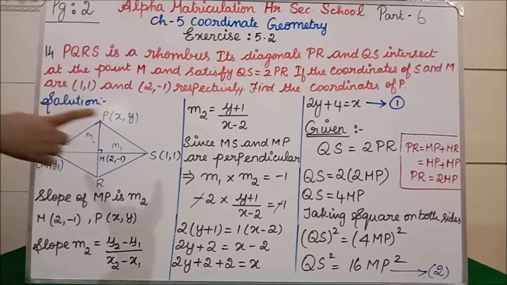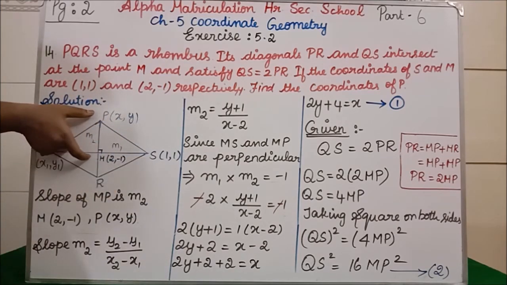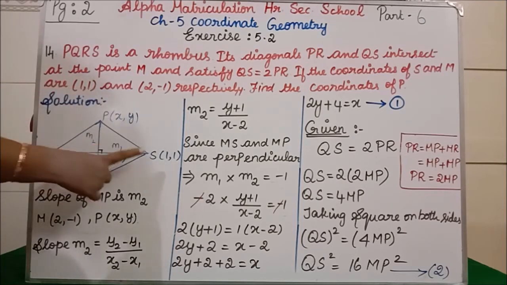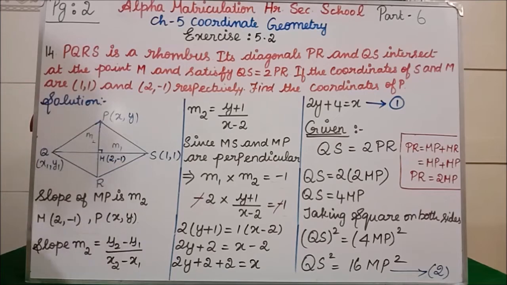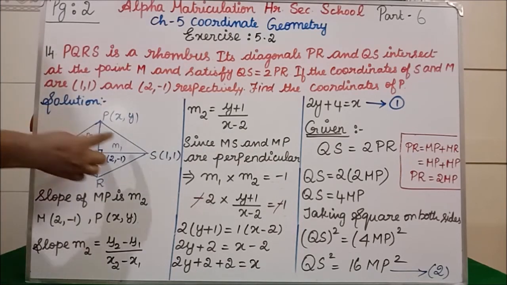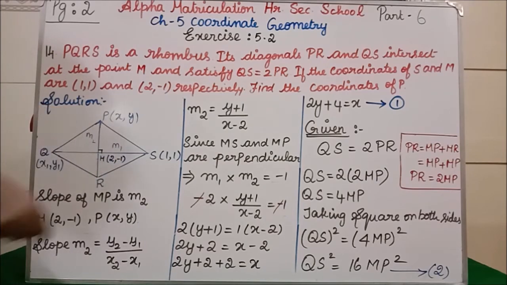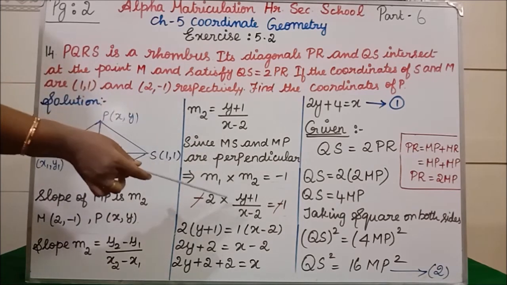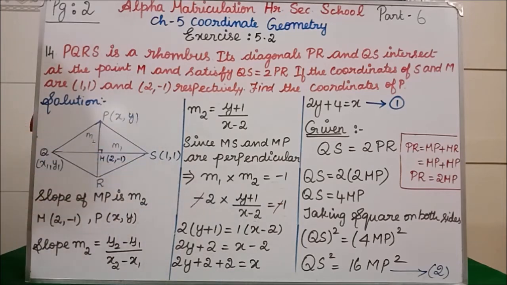Clear? Since MS and MP are perpendicular, perpendicular means what is our formula? M1 into M2 is equal to minus 1. Clear? M1 value what we have got? Minus 2, into M2, what value we are having? Y plus 1 divided by x minus 2, is equal to minus 1.